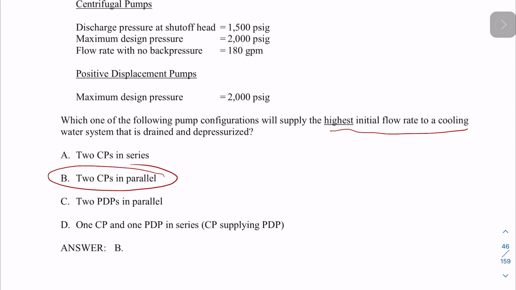Remember, if it's asking for the highest flow rate, we already know it's gonna be parallel. But which one, right? You're gonna be able to use these numbers in order to determine if it's gonna be CP or PDP.